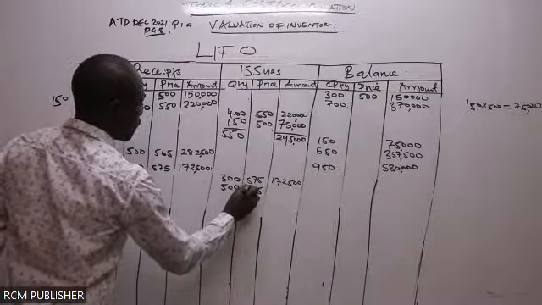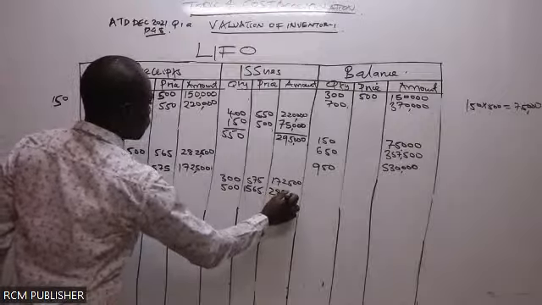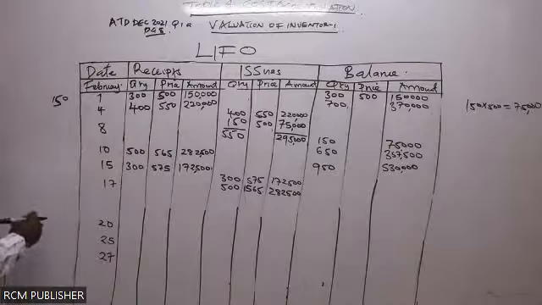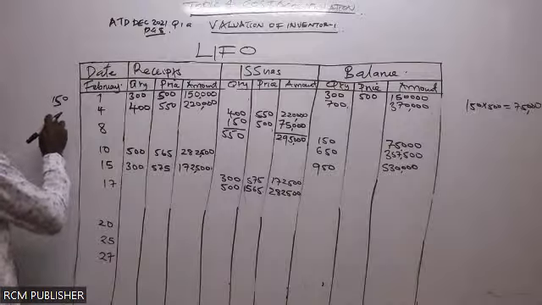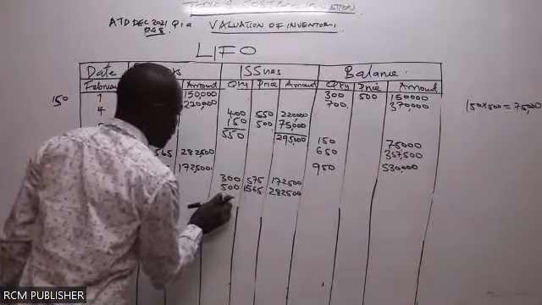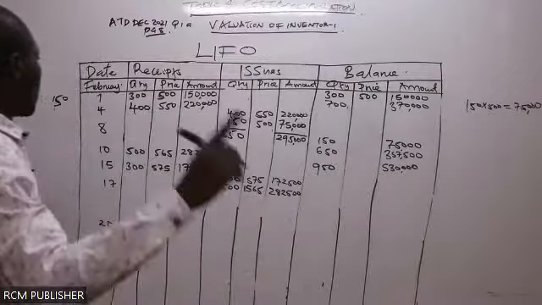Brought in at 565 to give me 282,500. So this one has been taken away. Now, I still need to have my 850. I've only received 800. So I'm still lacking 50. That 50, where do I get it now from?